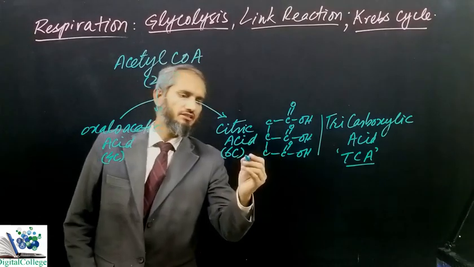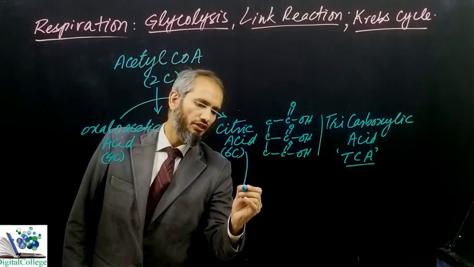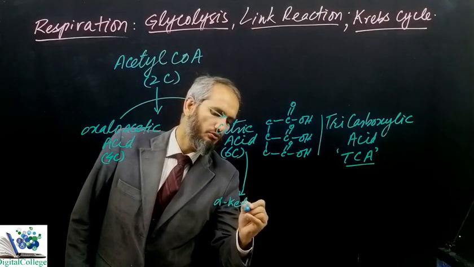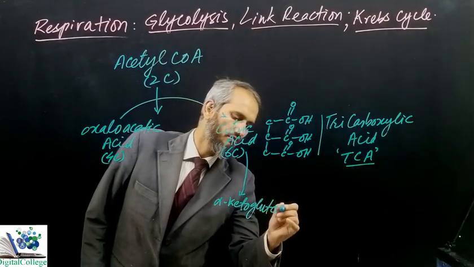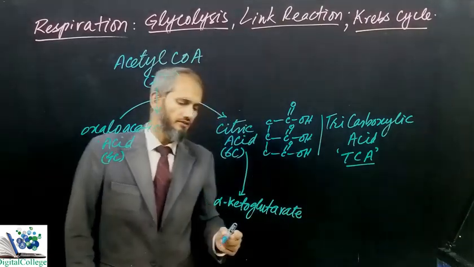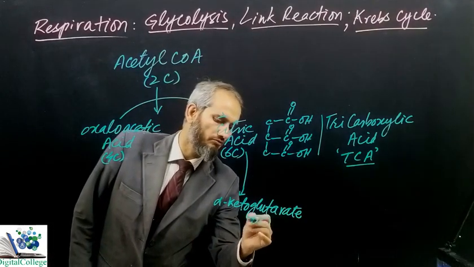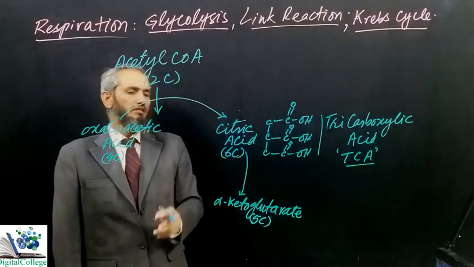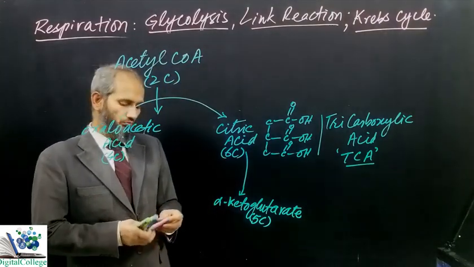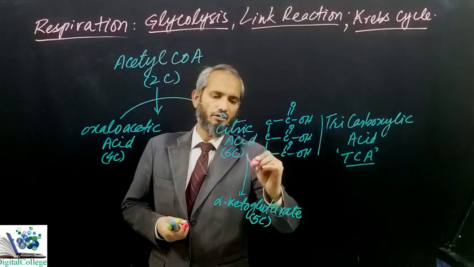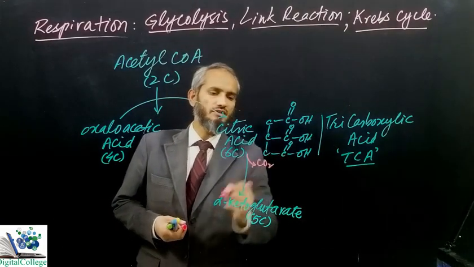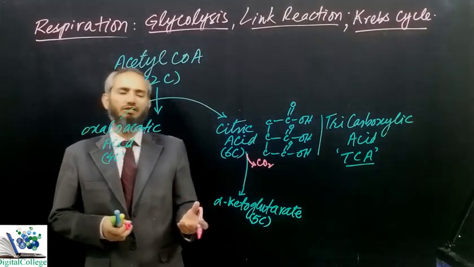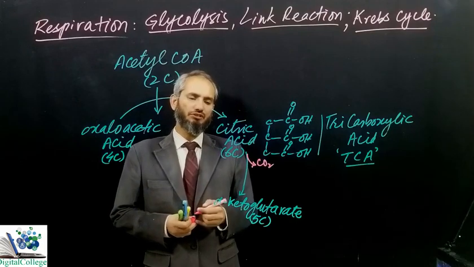That citric acid is first of all changed into a 5-carbon compound called alpha ketoglutarate. This is a 5-carbon compound, glutaric acid or glutarate. What does it mean? That 1 carbon is being removed in the form of carbon dioxide. Once again, I am omitting some of the intermediate steps during which there is no carbon change or during which there is no energy change.